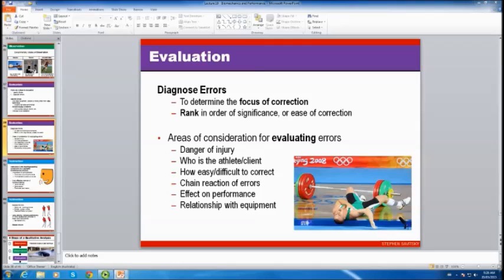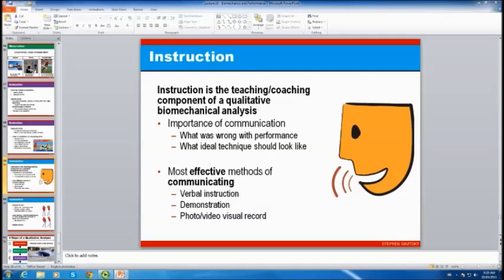When we instruct someone, it's usually verbally. Usually. But we can demonstrate. We can say, take a look at this. Here's what you're doing. I actually want you to do this. Whatever it may be. You don't need to say it. You could say it. You could demonstrate it. Or you could show them a video.